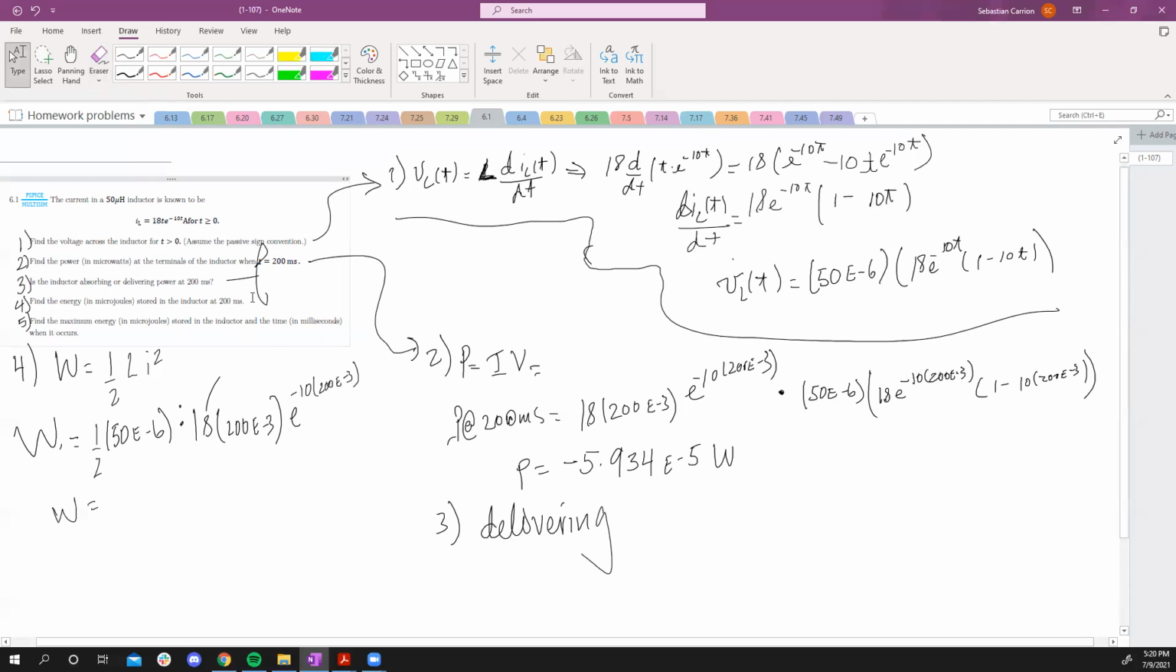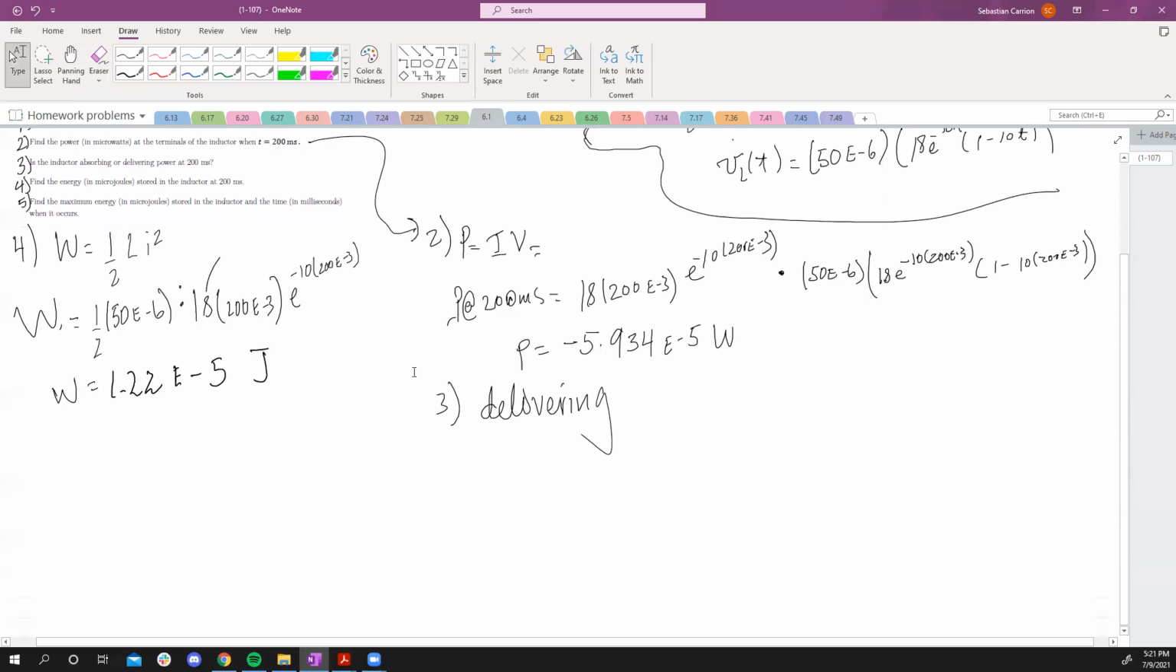So you got 1.21 or 1.22 if you want to round it, e to the negative 5 joules. Now it's asking for the maximum energy stored in the inductor and the time when that occurs.